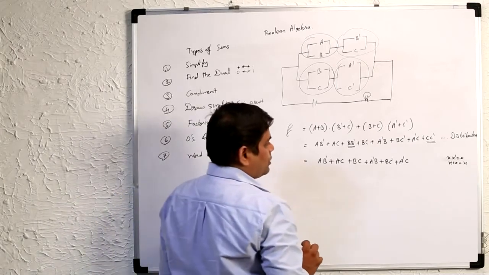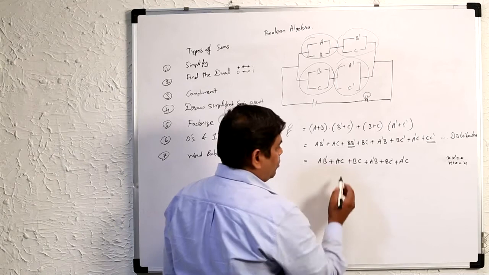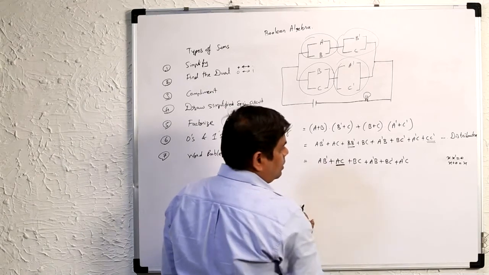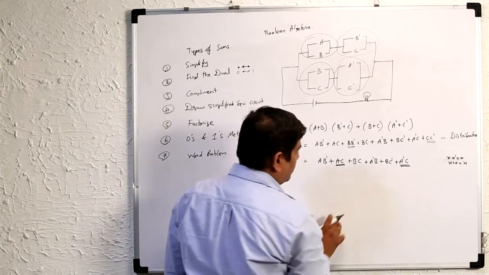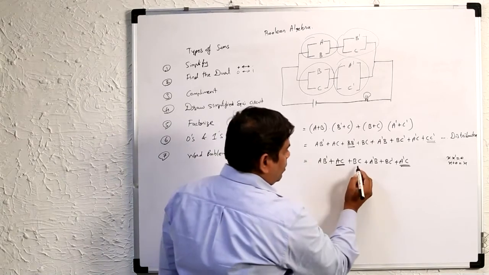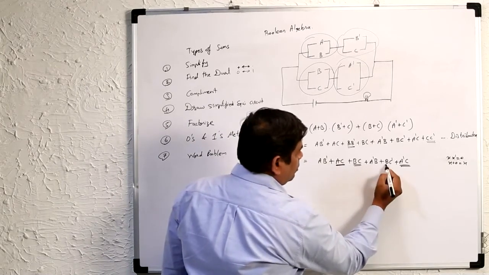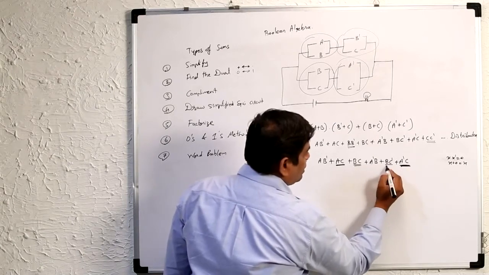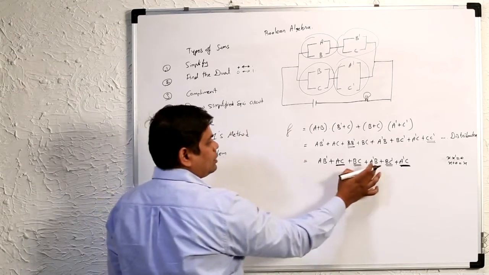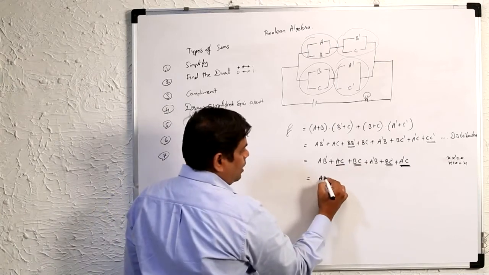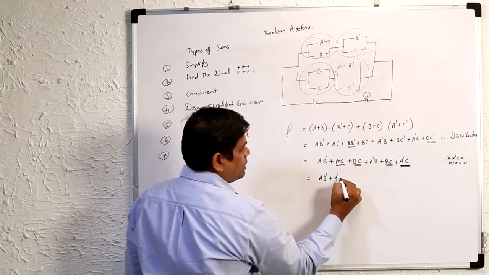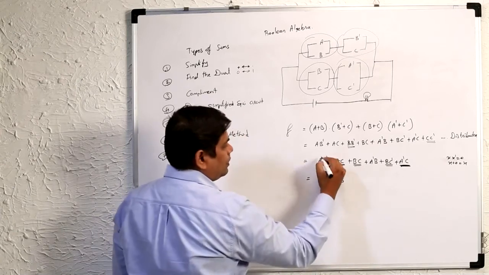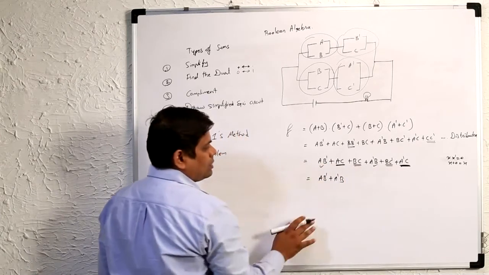Now what we are going to do is collect like terms together. So we have AC here, A dash C here, BC here. So let me make this dark. Yeah, B dash C here. Okay, and let this be as it is. So we have AB dash plus A dash B as it is.